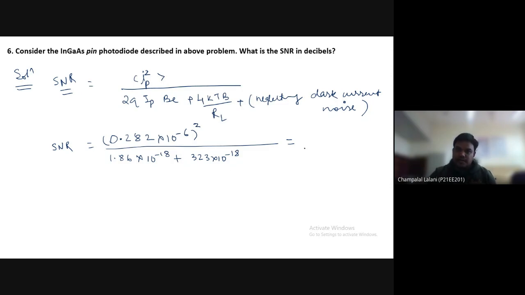Solving this, we will get the answer as 245. So here it is written SNR in decibel. To convert it into decibel, we know that we need to take 10 log base 10 of 245. So here we will get the answer as 23.9 dB. So this is the answer for the question.